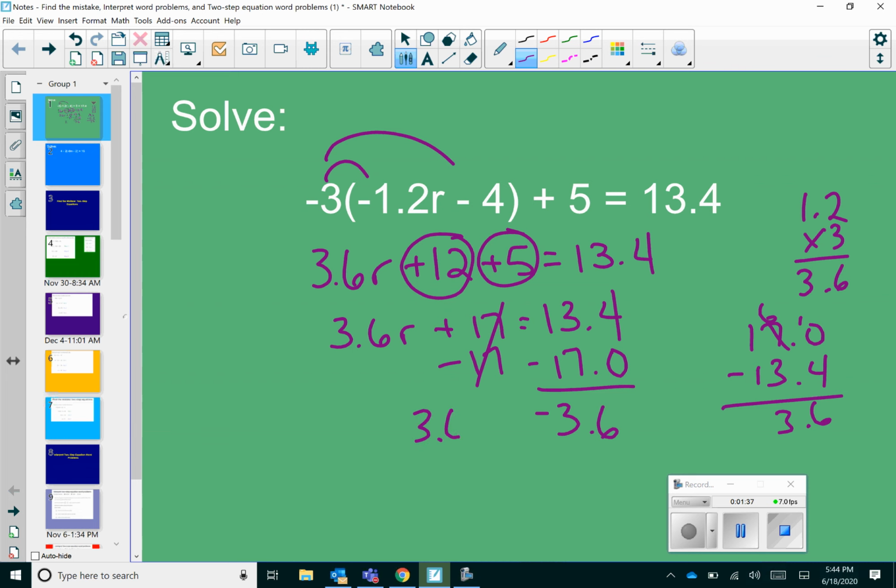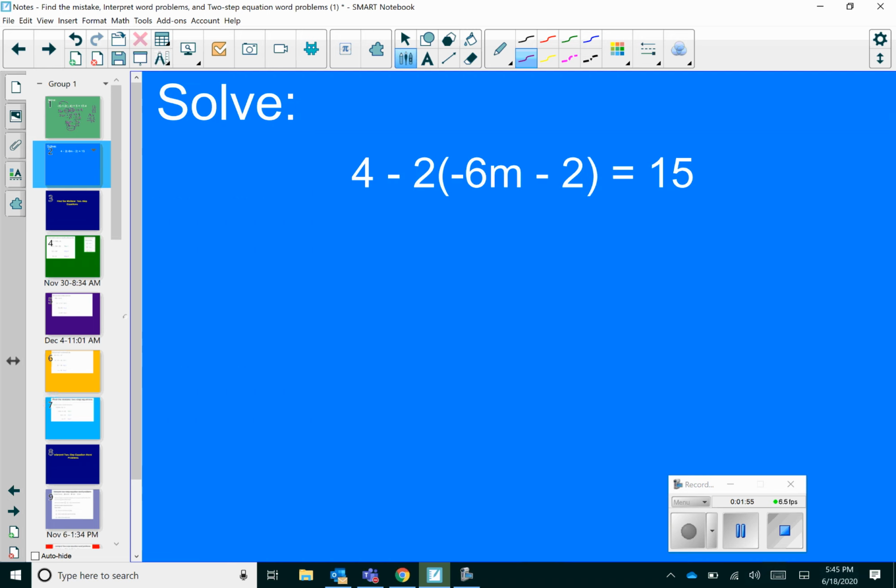And we still have 3.6r over here. And then to get r by itself, we're just going to divide by 3.6. Any number divided by itself is 1. And we have a negative divided by a positive, leaving us with a negative 1 as our answer. Let's try another one of those.